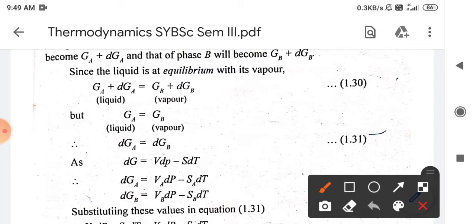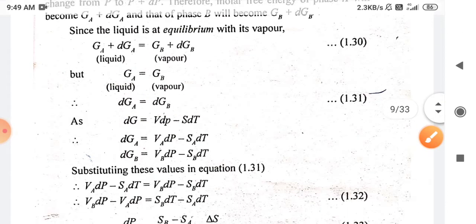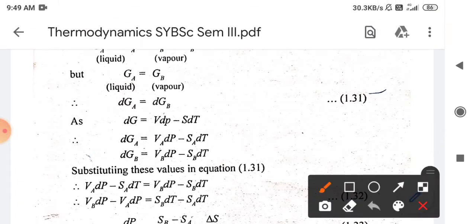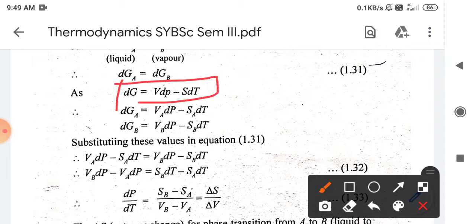So we can say that GA is equal to GB. Okay, and we can simply put that in this equation, so that we can say that dGA is equal to dGB. That is the important relation that we have obtained. But we know the formula for dG, the change in Gibbs free energy, like we have obtained many times. That is dG is equal to what? VdP minus SdT. This is the one standard formula that we are going to use here. So dG is equal to VdP minus SdT.